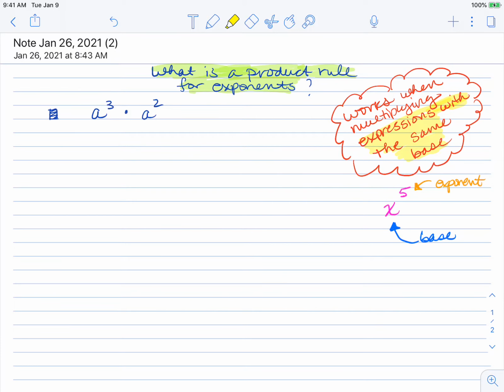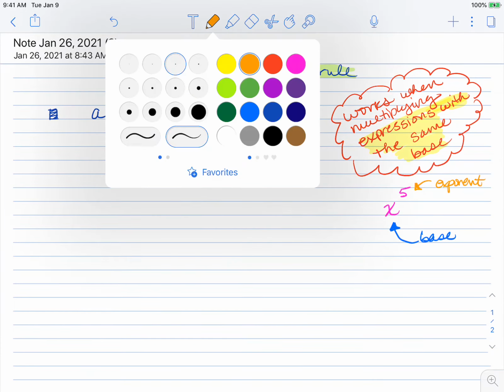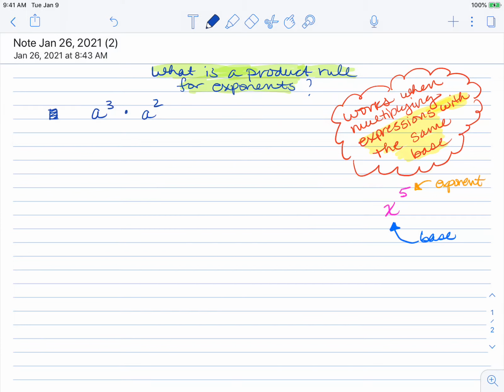a squared. And I'm going to expand this out. I'm going to talk about what it looks like if I expand it, which means I'm going to do the product of a to the third. So this is really a times a times a. Well, that's a to the third. And this a squared is a times a, right? And if I look at what I have here, when I've expanded them out, what I have is 5 of those that are multiplied together. So I have a multiplied together 5 times. So this is really a to the fifth.